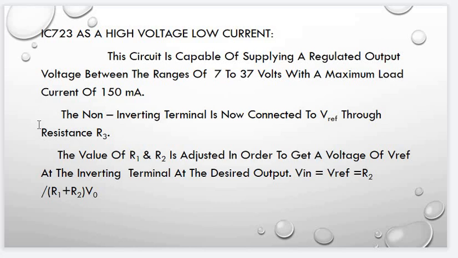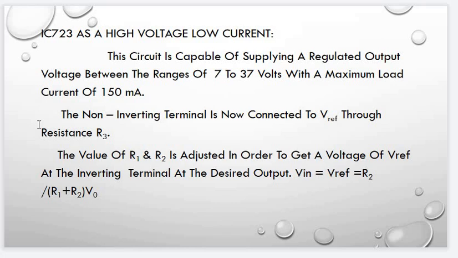So here the general purpose voltage regulator is used as a high voltage, low current regulator. This circuit is capable of supplying a regulated output voltage in the range of 7 to 37 volt with a maximum load current of 150 milliamps. The non-inverting terminal is now connected to the reference through the resistance R3. The values of R1 and R2 are adjusted in order to get a voltage of V reference at the inverting terminal at the desired output.